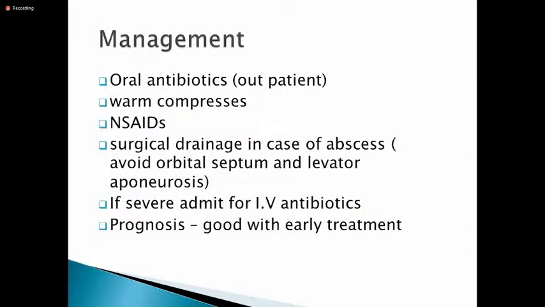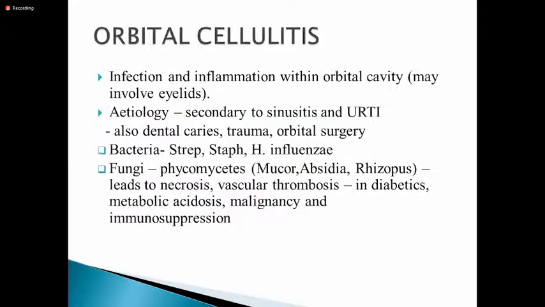Preseptal cellulitis, if it's not so severe, can be treated at home as an outpatient with oral antibiotics, warm compresses, and non-steroidal anti-inflammatory medications. If they develop an abscess, then that can also be drained. If severe, then a patient can be admitted for IV antibiotics.